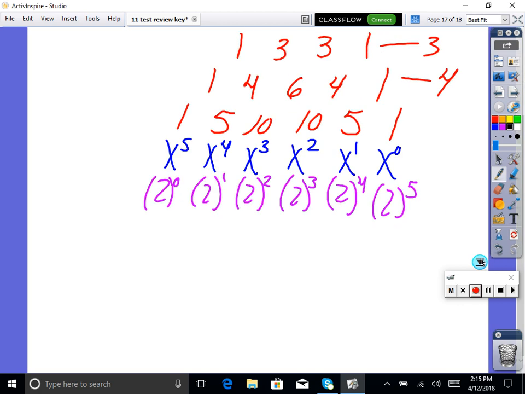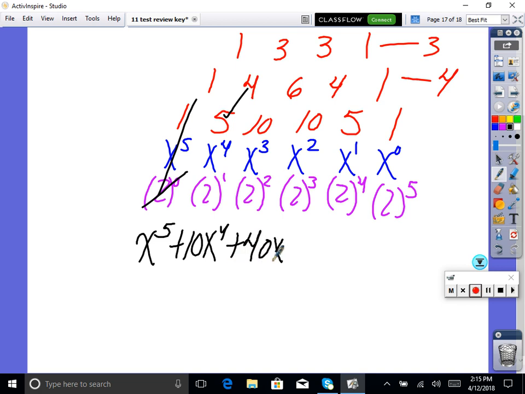So we have a 1, a 2 to the 0, which is 1. 1 times x to the 5th is x to the 5th. We have a 5 times 2 to the 1st, which is 10, plus 10x to the 4th. Then we have a 2 squared, which is 4, times 10 is 40x cubed. We have an 8 times 10, which is 80x squared. We have a 16 times a 5, which happens to be 80 again. And then we have 2 to the 5th, which is 32.